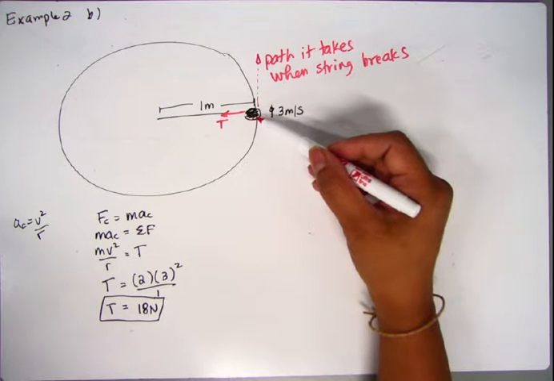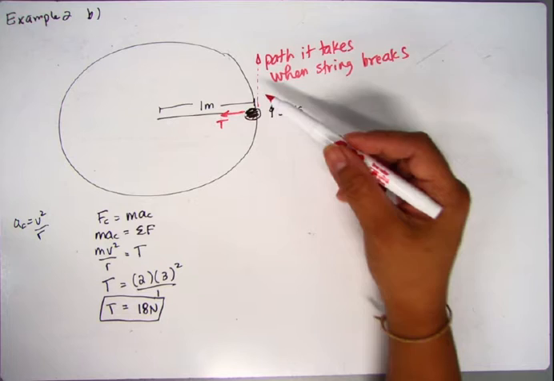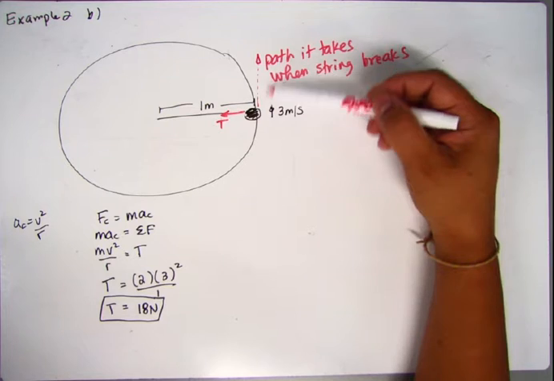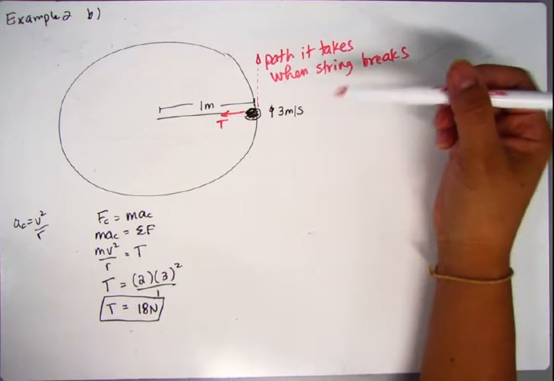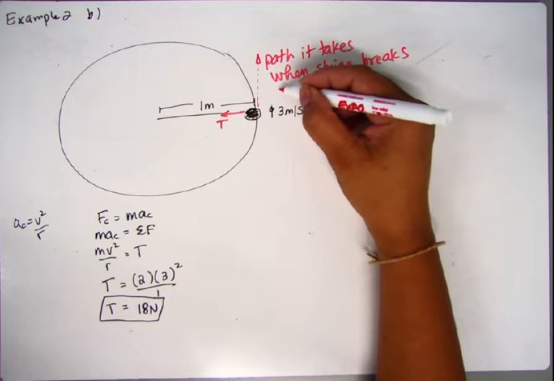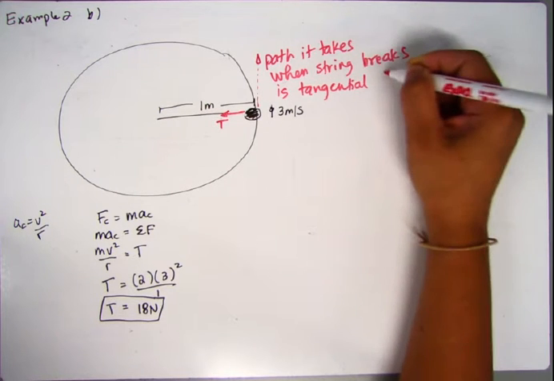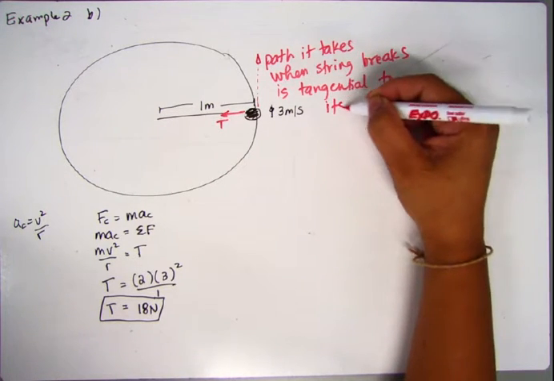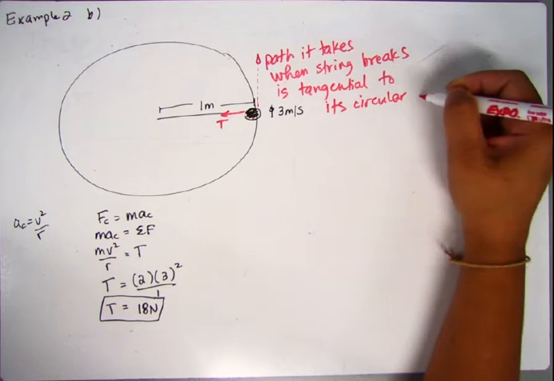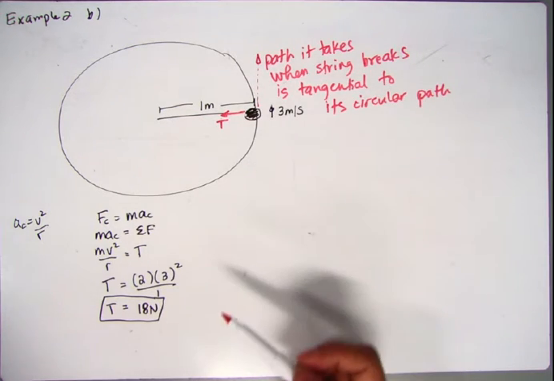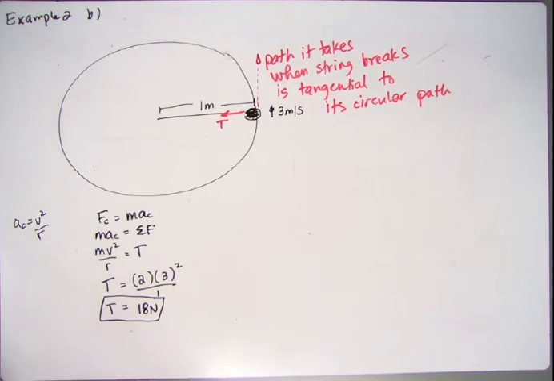So its inertia is just going to make it say, well, if there's no force on me, I have inertia, I'm going to keep doing what I was doing, which is moving in a straight line at a constant speed. At this instant, when the string breaks, I was moving this way. I'm just going to keep moving this way at 3 meters per second. So the path it takes when the string breaks is tangential to its circular path. And it maintains that constant speed of 3 meters per second, as long as other factors don't influence it, like friction between the table and stuff like that.